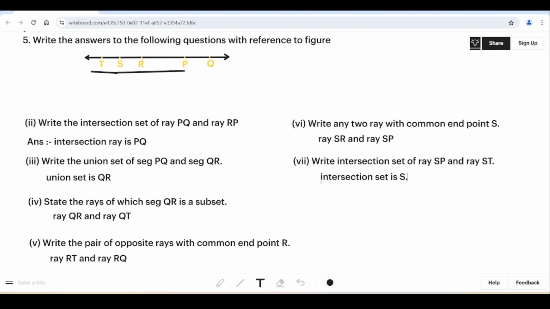point S. Okay. So observe the figure properly and keep in mind all the basic concepts we have learned earlier: ray, line, segment, midpoint, perpendicularity, and their properties, and try to understand the question. Then try to figure it out from the figure given for reference, and you can get the answers for this.